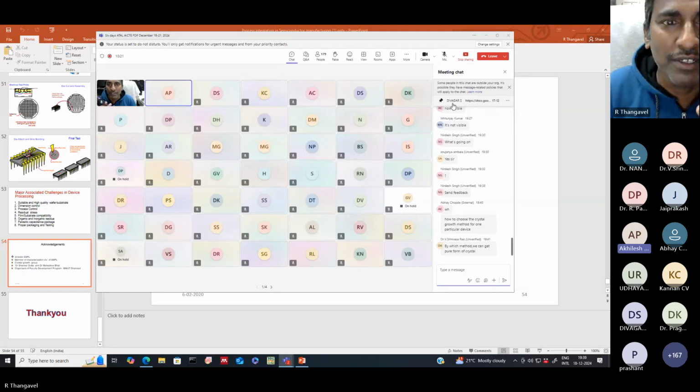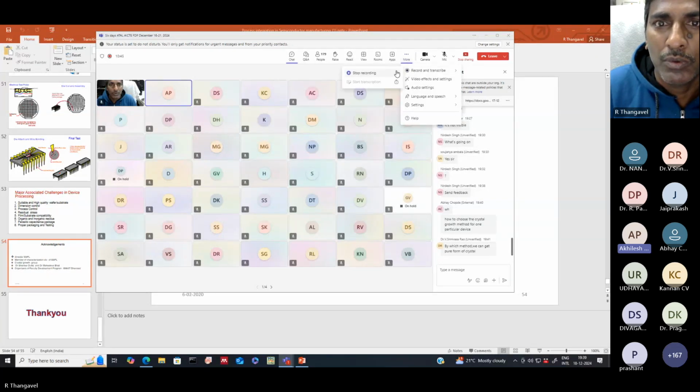How to choose the crystal growth method for one particular device? Actually, for a particular device, like a silicon device, float zone gives a very pure crystal, the impurity is very low, and oxygen contamination is also low because it is a crucible-free growth. So for a pure crystal, float zone is preferred.